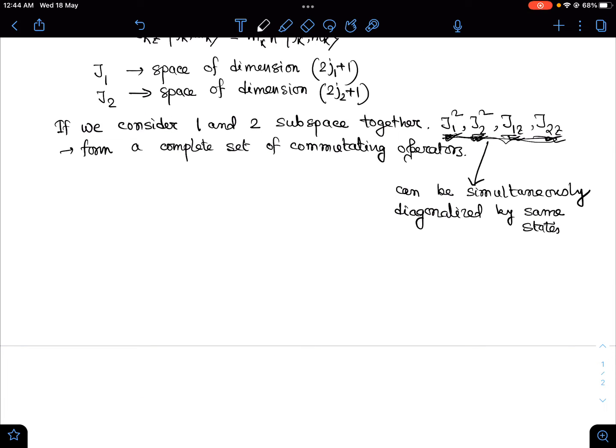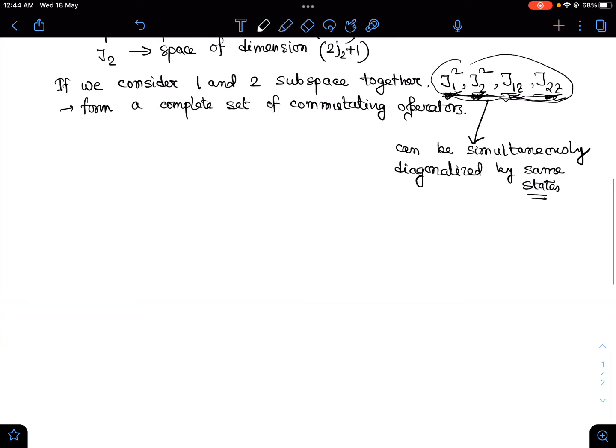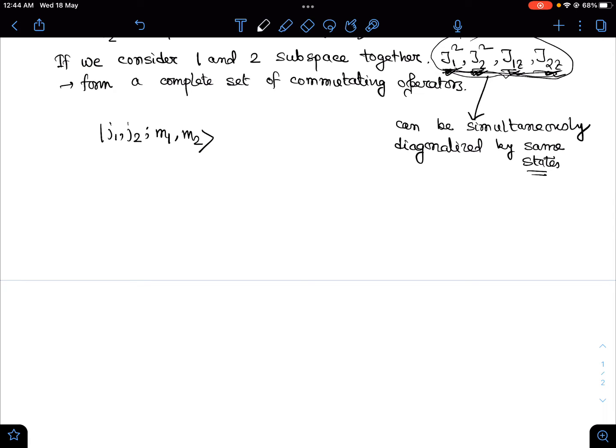So if we denote this state, which is an eigenstate of all these four operators, by |J1, J2, M1, M2>, what is the eigenvalue for these components? J1 squared acting on |J1, J2, M1, M2> will give us the value J1(J1+1) ħ squared times |J1, J2, M1, M2>.